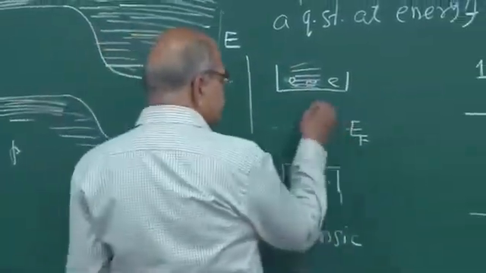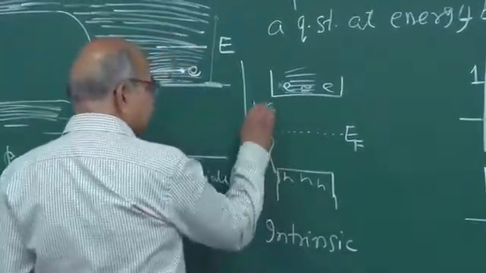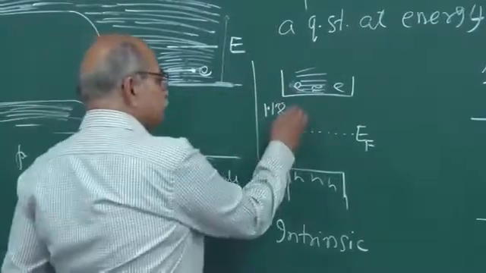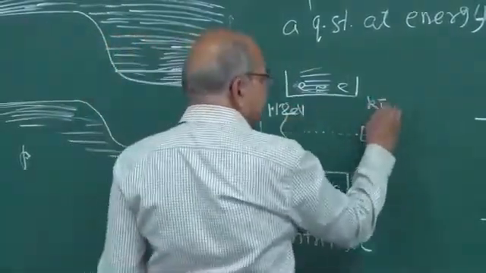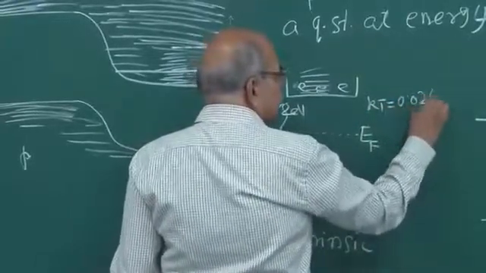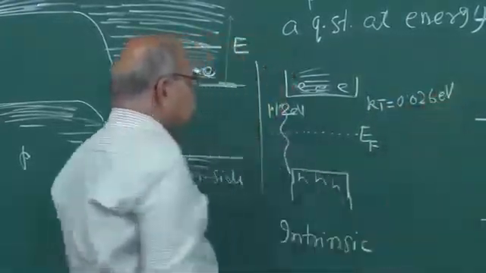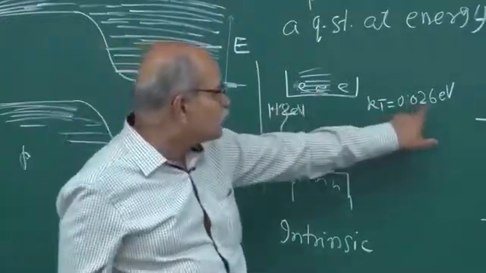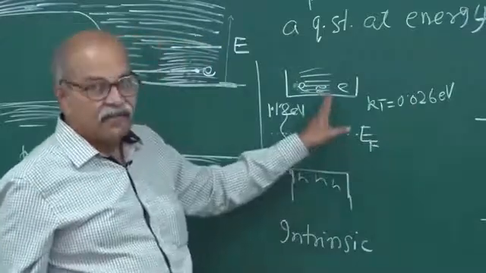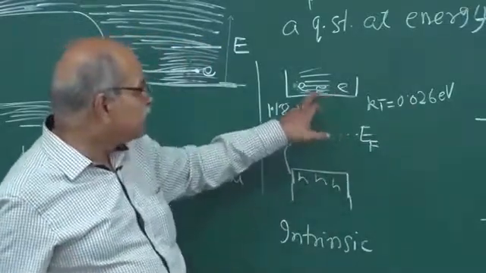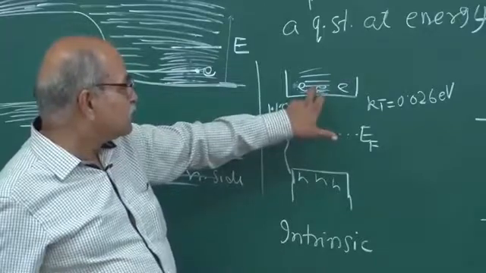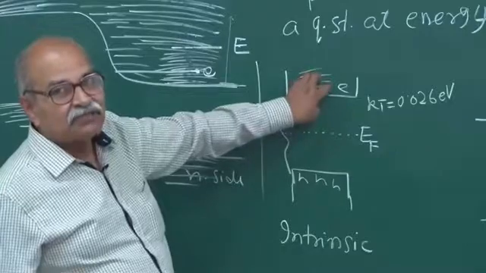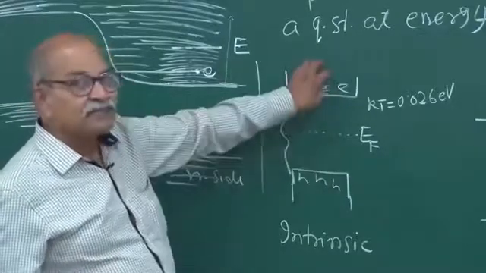Far away means, for silicon for example, this gap is 1.12 eV. So half the gap will be 0.56 electron volts, and kT at room temperature is 0.026 eV. So this is 0.56 eV and this is 0.026 eV. So it's far away, and therefore the probability that an electron will be in this quantum state is very, very small, and that is why you have a very small number of electrons which are able to reach here.